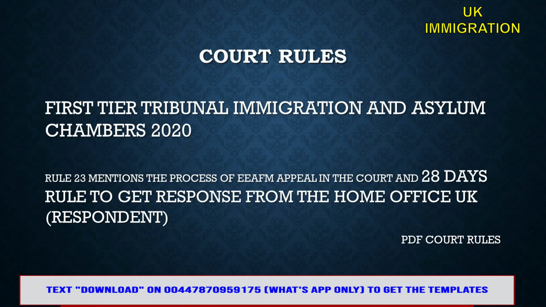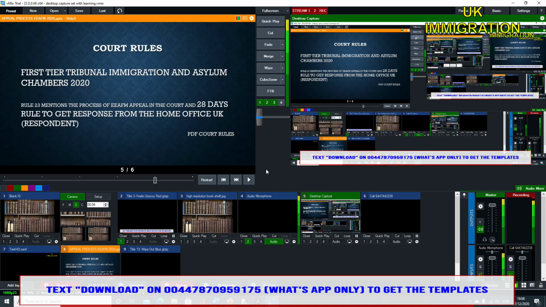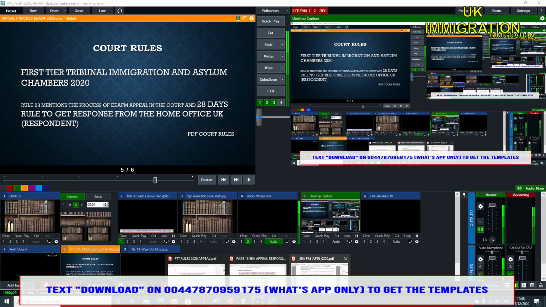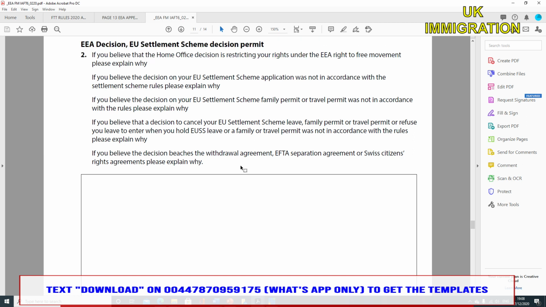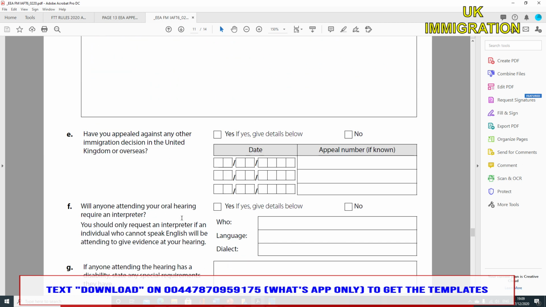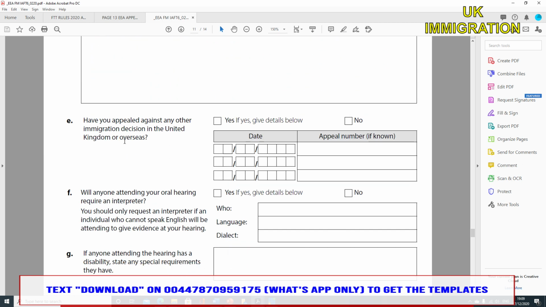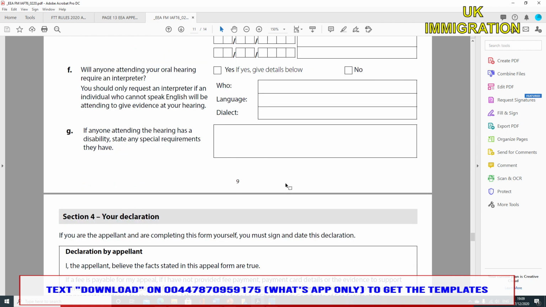अभी आपको बताते हैं कि आपने क्या करना है, राइट. अभी हम पहले फॉर्म फिल कर रहे थे, तो फॉर्म के हिसाब से यहाँ पर आपका ये ग्राउंड्स थे जो अभी मैंने आपको दिखाए, वो ग्राउंड्स आप लिखेंगे यहाँ पर EU सेटलमेंट के डिसीजन में. उसके बाद next you are going to mention, have you appealed against any other immigration decision. If you haven't, say no. और उसके बाद नेक्स्ट सेक्शन में आएगा कि will anybody else will be attending your oral hearing.